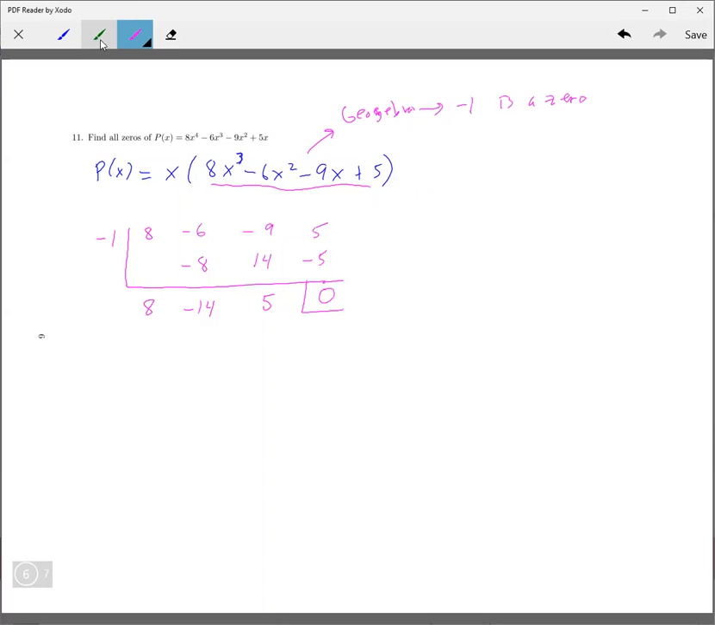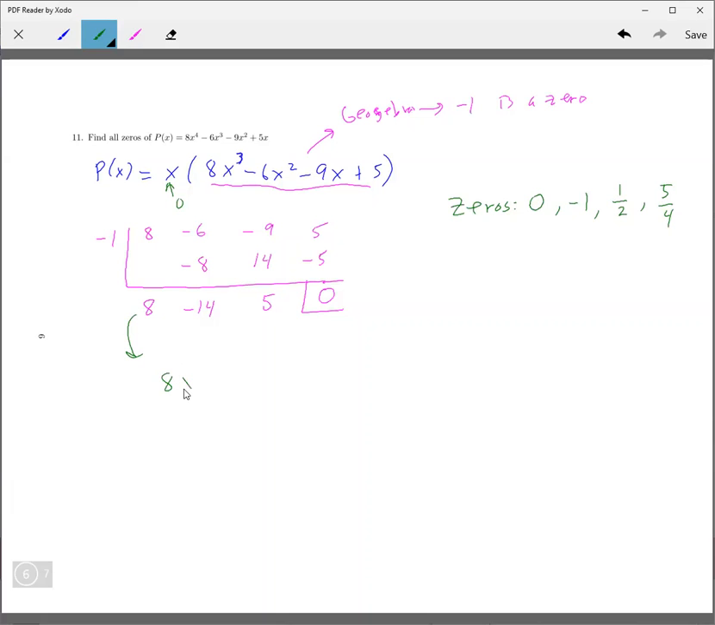Okay, so let me start listing the zeros. First of all, the fact that we're able to pull this x out means that that's a 0. And then we also have a negative 1. And then if you remember from GeoGebra, it was 1/2 and 5/4. So I guess we could have just got them all from GeoGebra, but let's just double check right here.